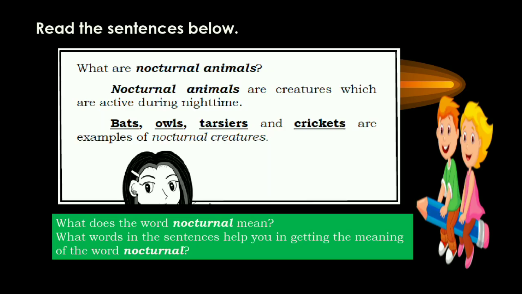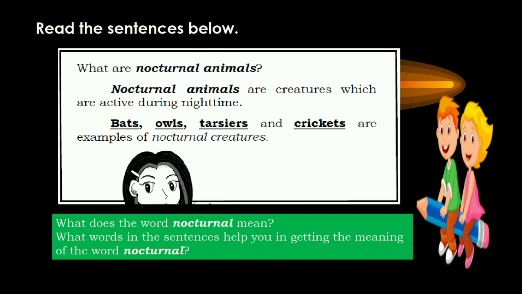Let us start this lesson by reading the sentences below. What are nocturnal animals? Nocturnal animals are creatures which are active during nighttime. Bats, owls, tarsiers, and crickets are examples of nocturnal creatures. What does the word nocturnal mean in the sentences you have read? Nocturnal animals are creatures which are active during nighttime.